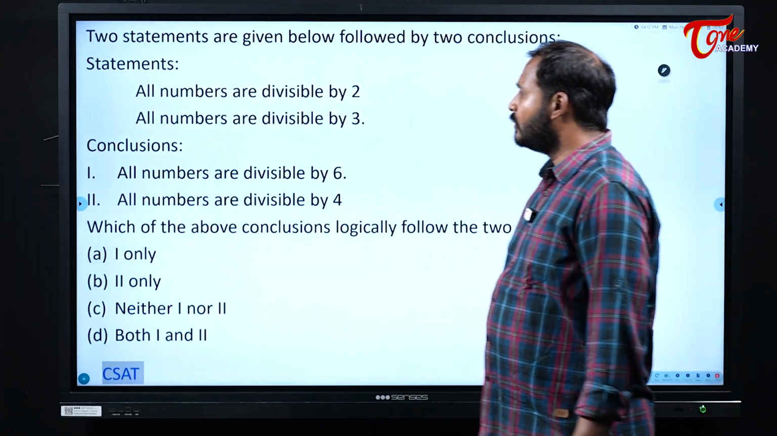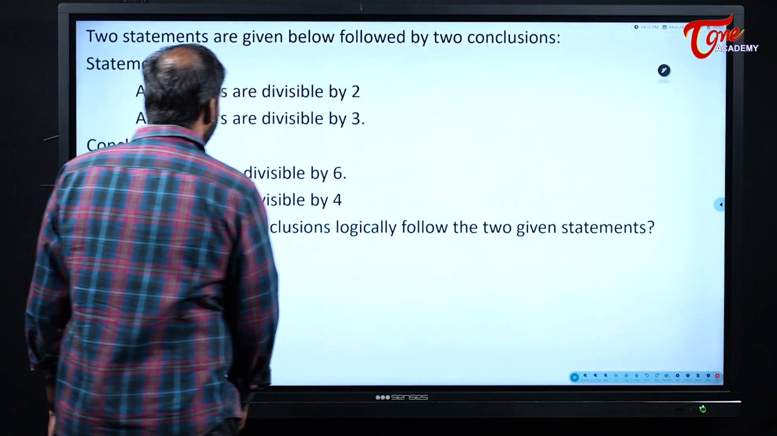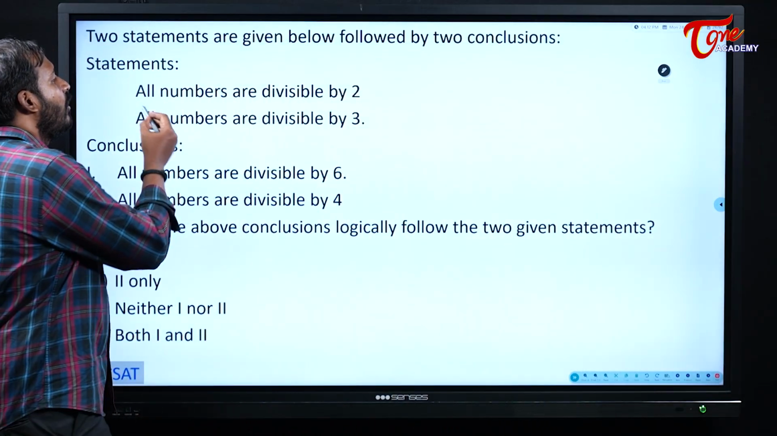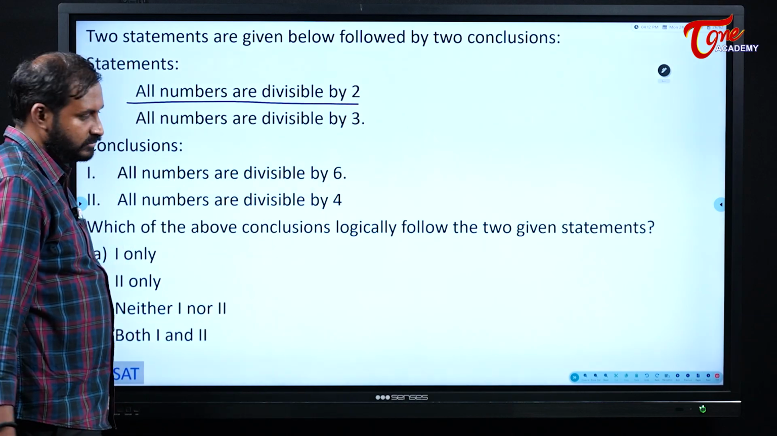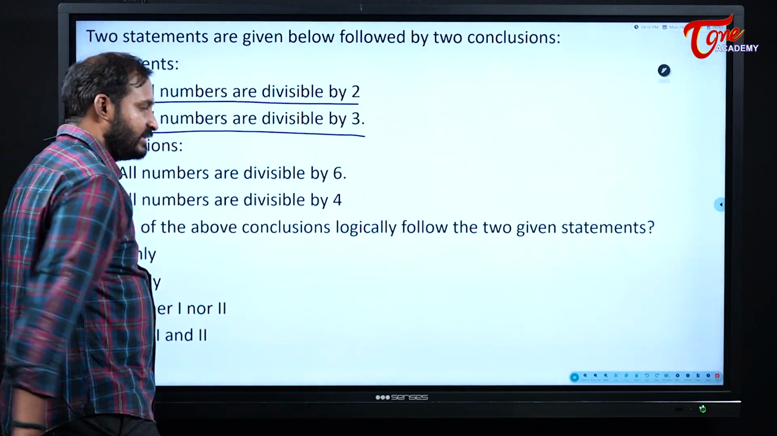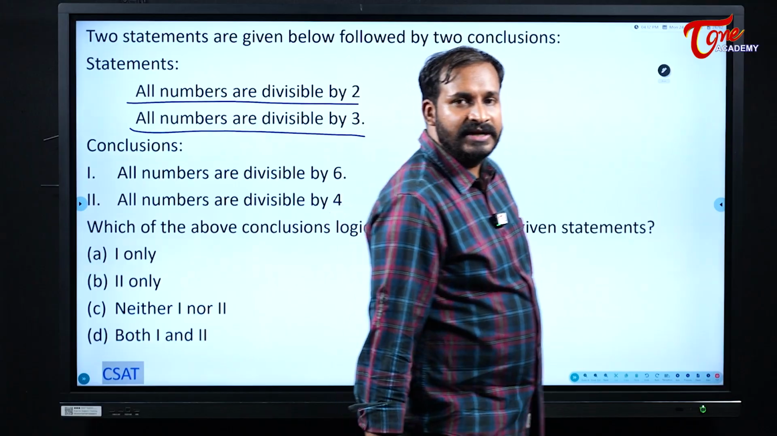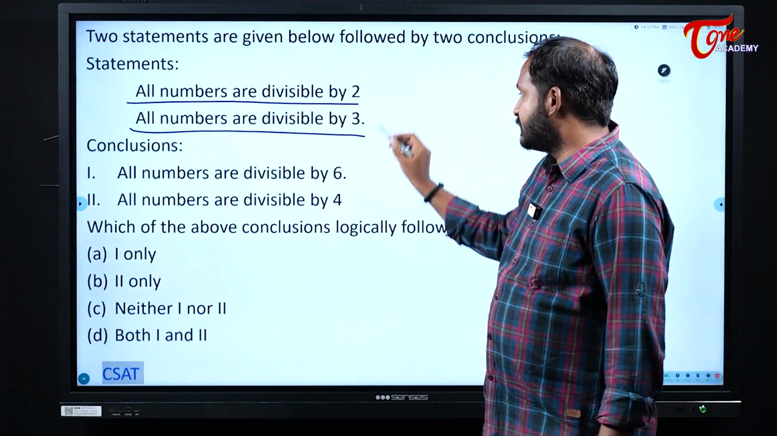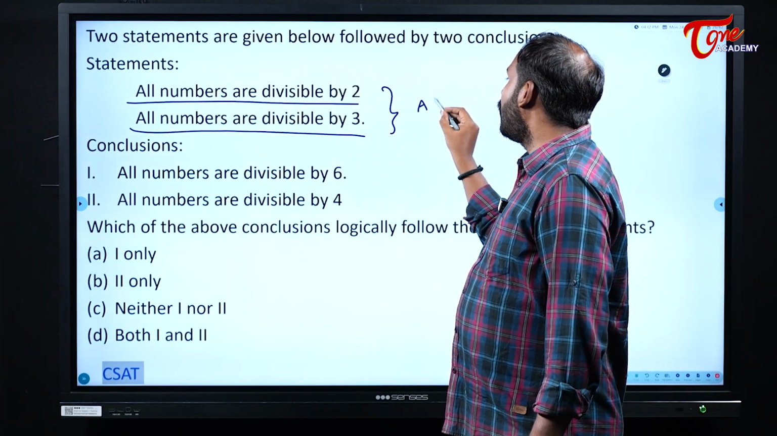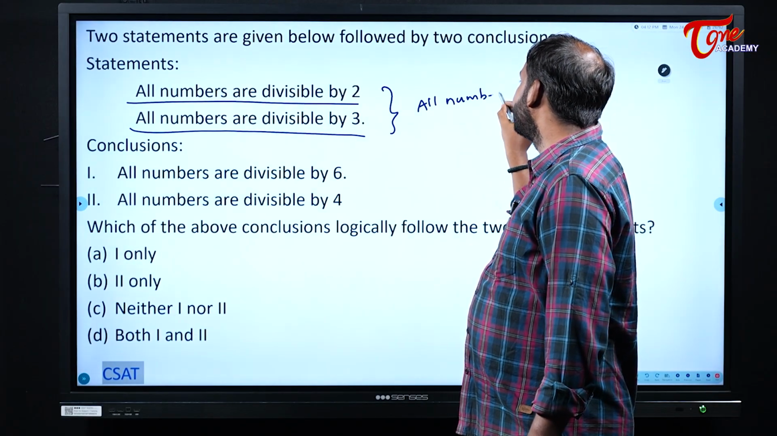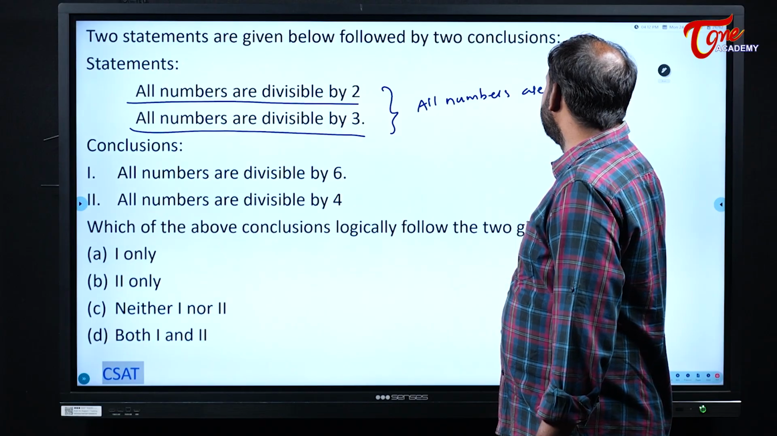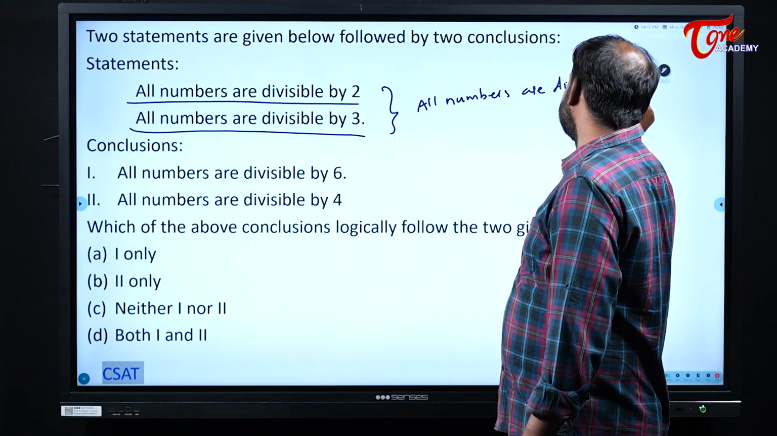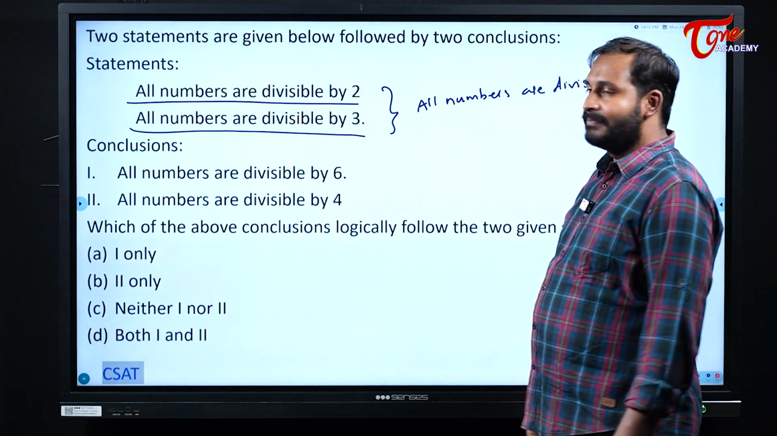Next one. Two statements are given below, followed by the conclusions. First one, all numbers are divisible by 2, all numbers are divisible by 3. See, all numbers are divisible by 2 and all numbers are divisible by 3, what are these numbers? Yes, these numbers are nothing but divisible by 6. Indirectly, all numbers are divisible by 6.